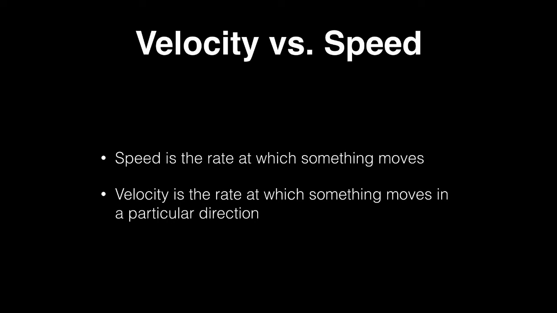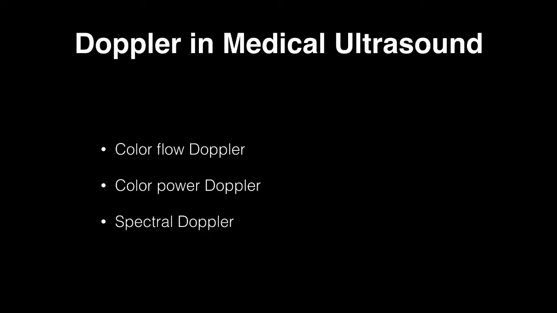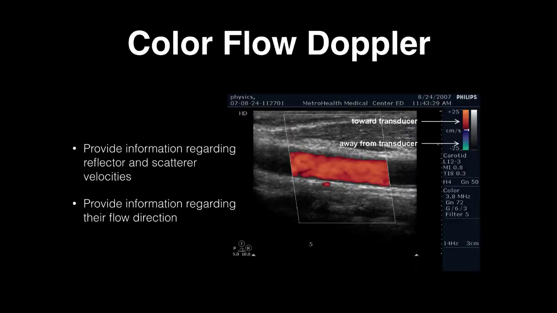Before we move further into the Doppler principles, I just want to briefly mention the Doppler modes that are used in diagnostic medical sonography. You're going to have color flow Doppler, color power Doppler, and spectral Doppler. Color flow Doppler is going to provide information regarding reflector and scatter velocities. So that means we're going to look at the speed of the red blood cells in a particular direction.